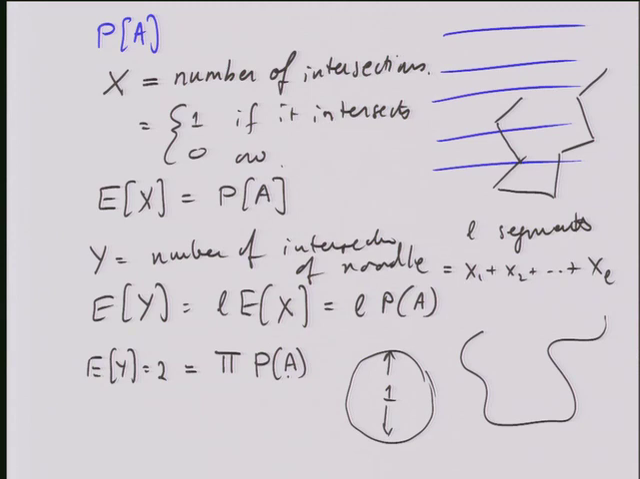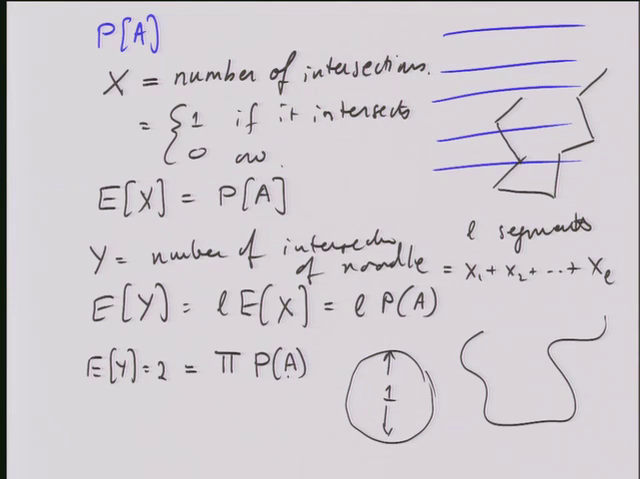So here's what we were doing. There's a problem that we are trying to solve, which is we are throwing a unit needle down in a random orientation on this floor, which has lines which are distance one apart, and we want to know what's the probability it intersects. That was the event we were calling A, and we wanted to know the probability of A.